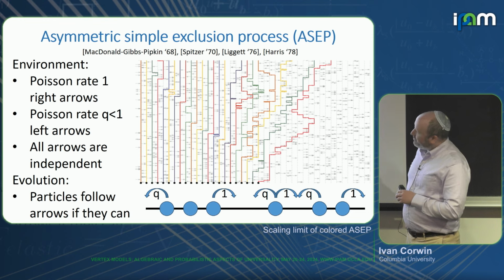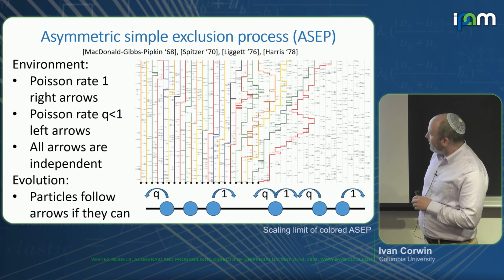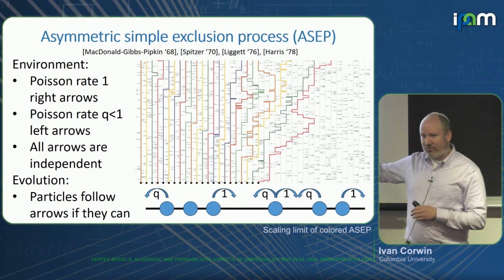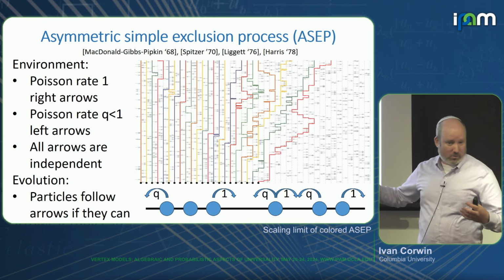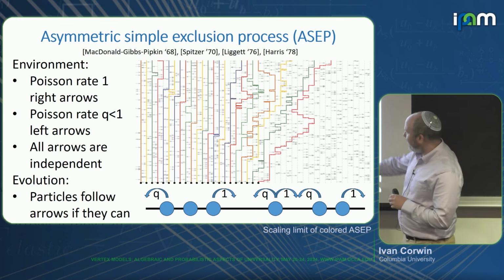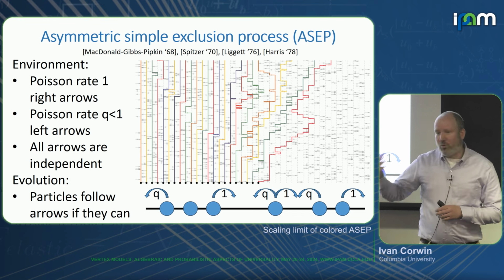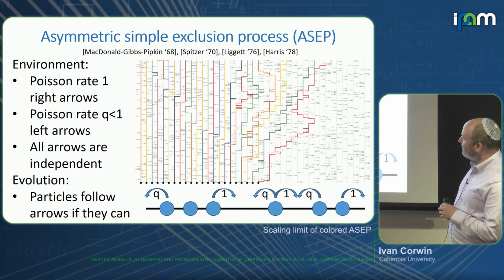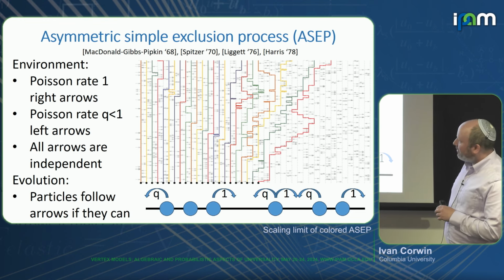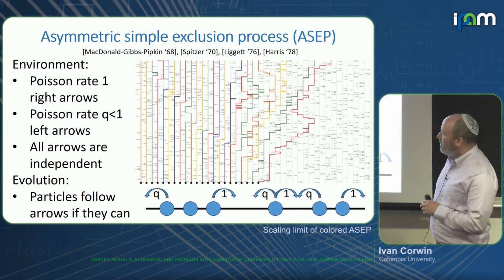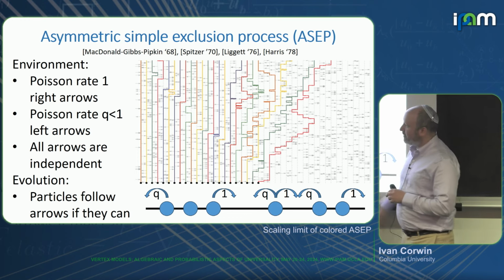So the basic coupling is very easy to understand. What you do is you start by drawing an environment. And the environment is Poissonian, so it's basically like a white noise. And the idea is that between every column, you have left-going arrows and right-going arrows. They're Poisson, so they occur in independent increments. The left-going arrows are Poisson with rate q, which is strictly less than 1. The right-going arrows with rate 1, so there's kind of more right-going arrows.